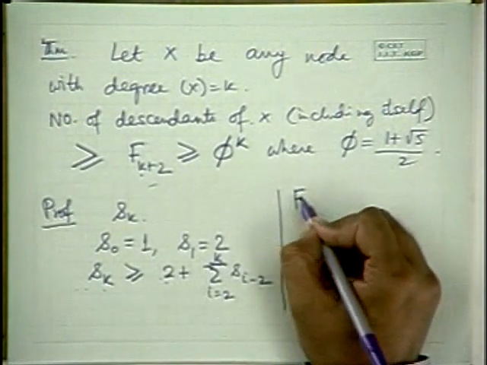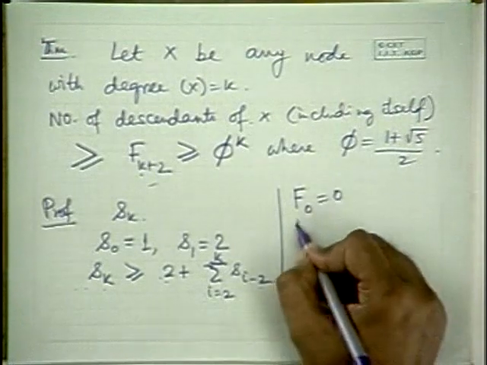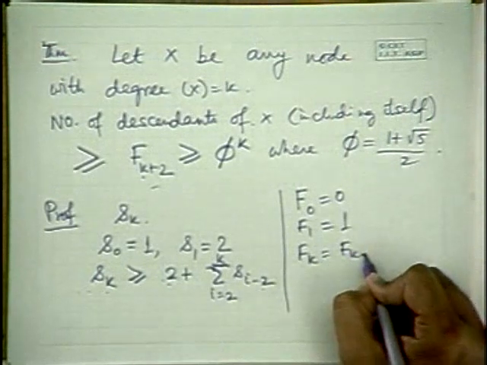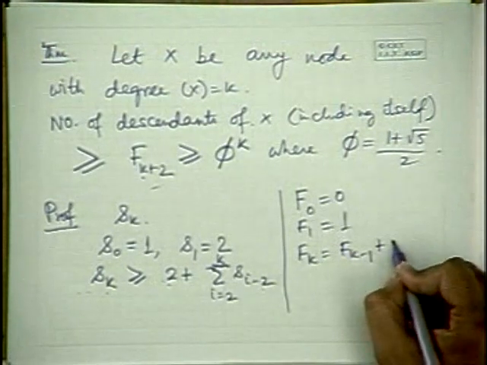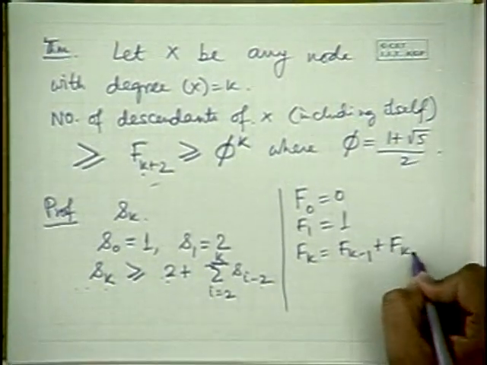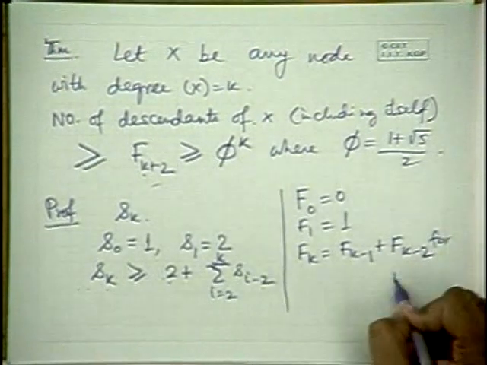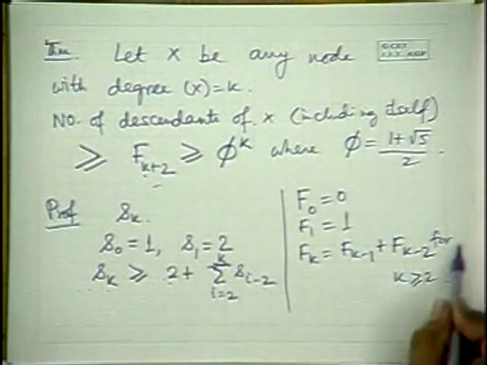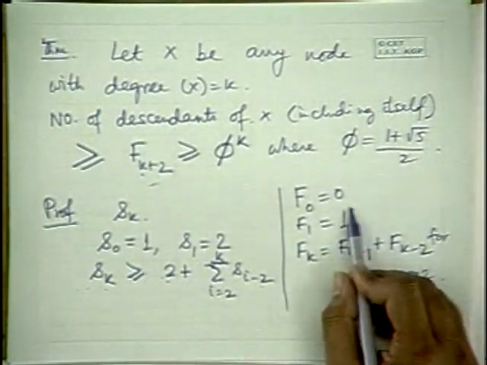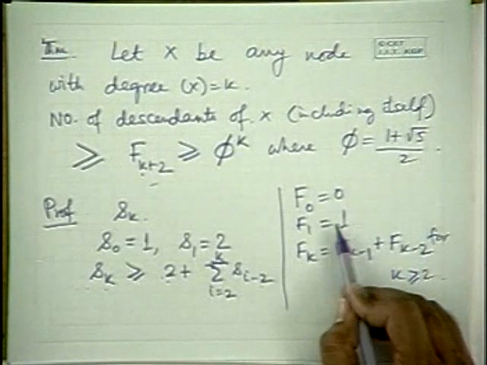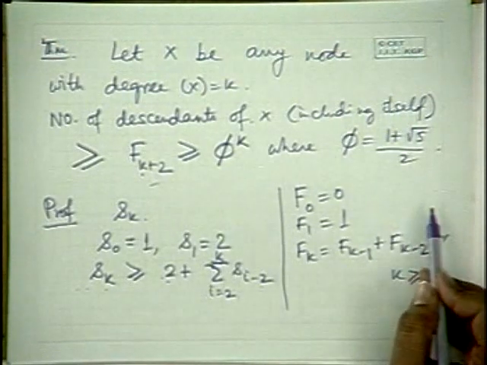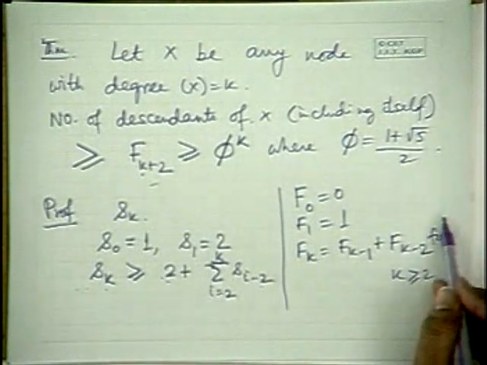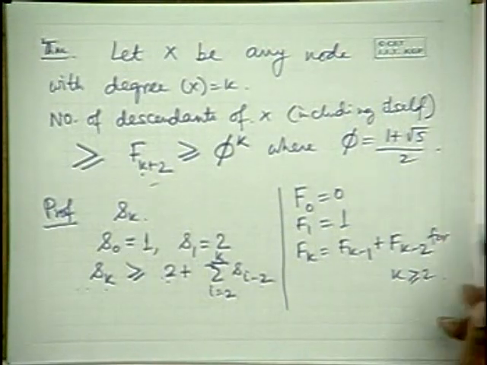What is Fk? I am going to define the Fk now. F0 is 0, F1 is 1, Fk is F(k-1) plus F(k-2) for k greater than or equal to 2. This is a Fibonacci series. This sequence is called the Fibonacci sequence. It is like 0, 1, then 1, then it is 2, then it is 3, then it is 5, 8, it goes like that.